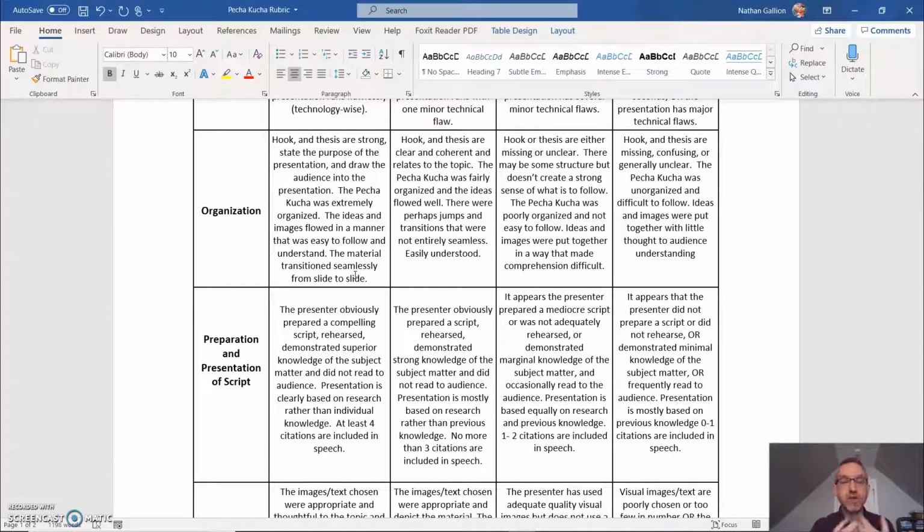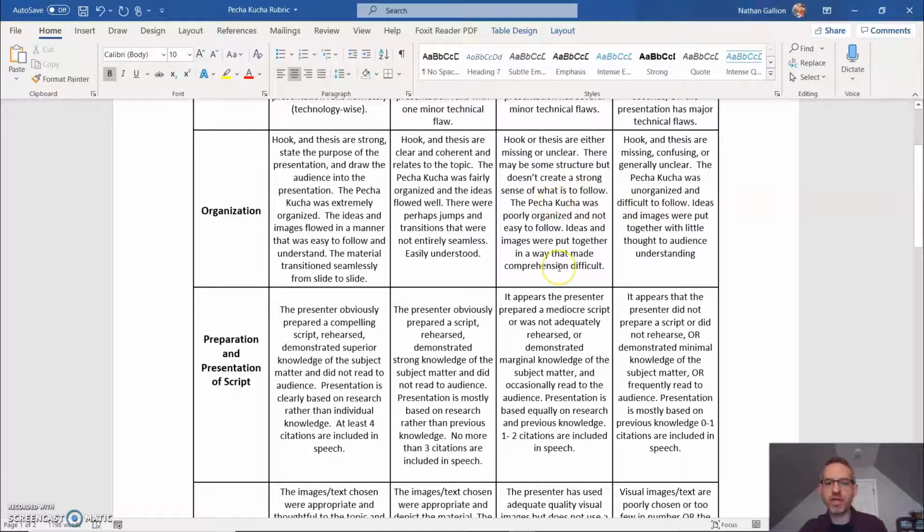The idea of flowing from one slide to the next also has to do with, does it make sense, or are you just basically giving us a list of things? Your Pachachka is not a list. It should be a story. There's a big difference there, okay? So you'll see if you look at the B category, it says there were jumps and transitions that were not entirely seamless, or the ideas only flowed well, versus it doesn't create a strong sense of what's to follow in this area.